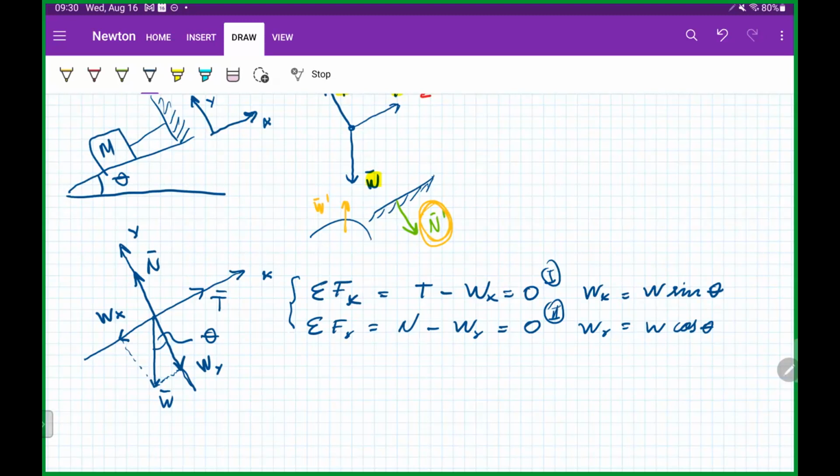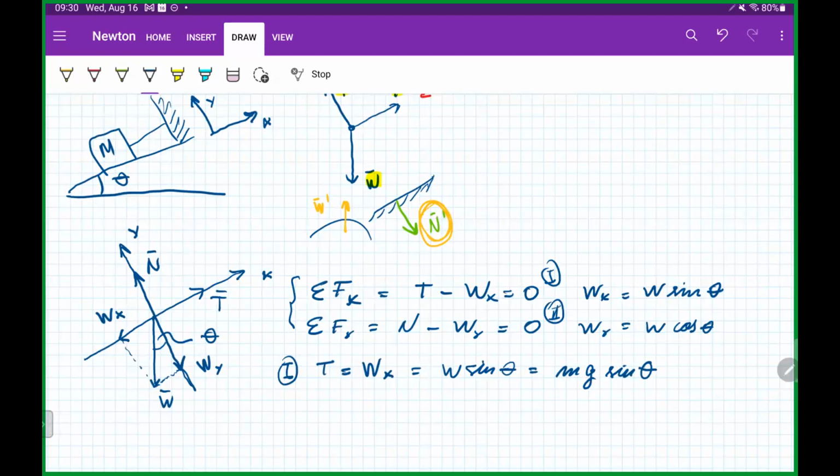Okay. All right, so from 1, we can say that T equals weight x. So this is equal to weight sine of theta, which is equal to, remember, mg sine of theta, because the weight is calculated as the mass of your object multiplied by the acceleration of gravity.